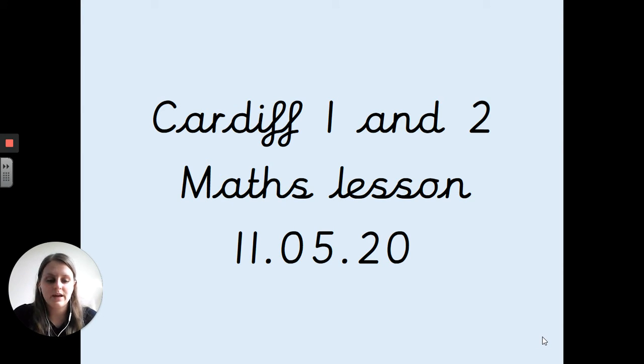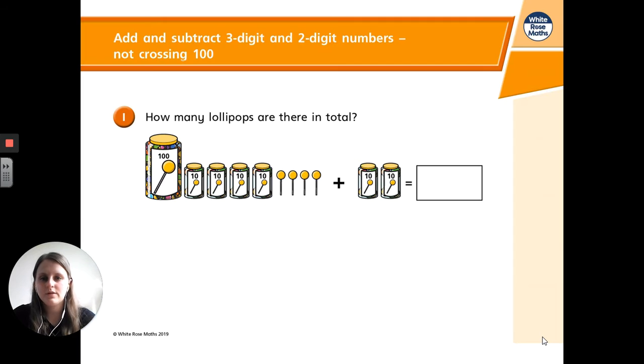We are on to our next unit now, so we're doing some addition and subtraction over the next couple of weeks to practice that skill. Our first step today, we're going to be adding and subtracting 3 and 2 digit numbers, not crossing 100. So, starting nice and simple today where we don't have to worry about doing any exchanging or carrying or anything like that.